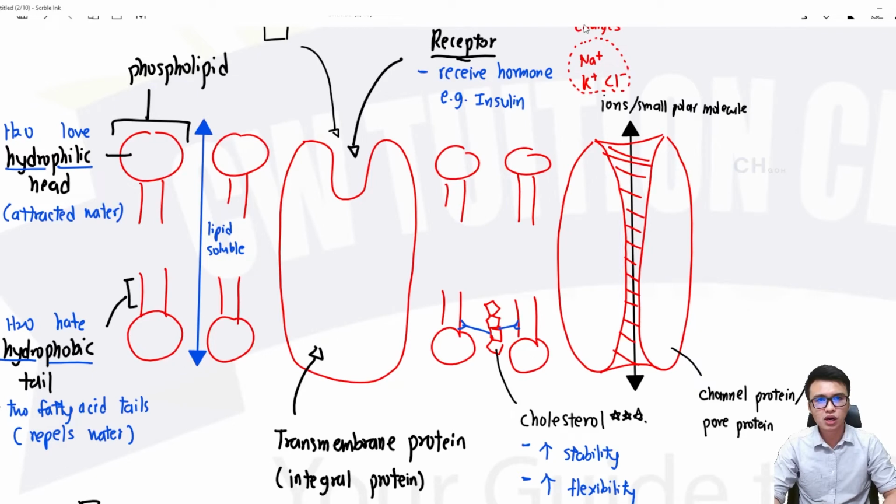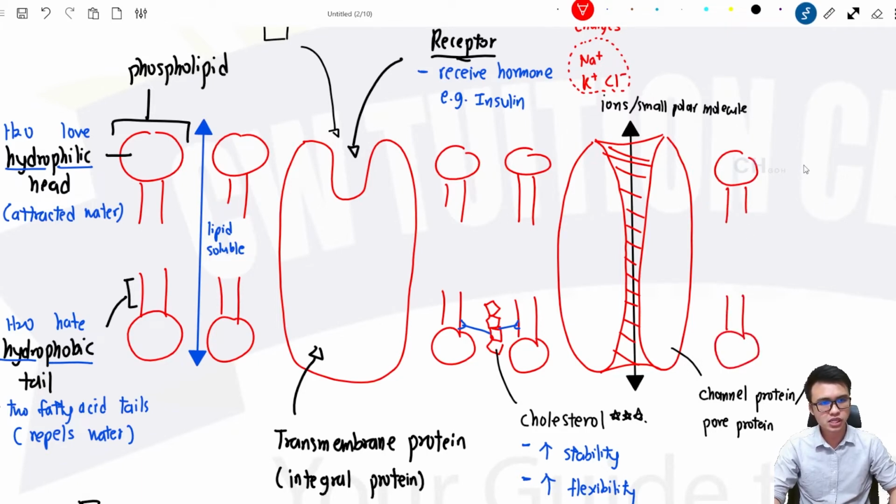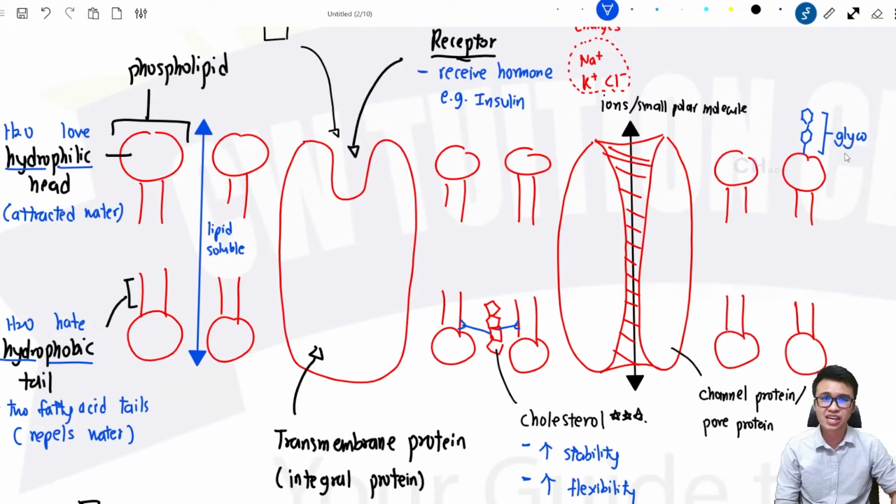Okay guys, let's continue. Besides the pore protein, we have the phospholipids here. Sometimes the heads of the phospholipids have some molecules added on top. Those molecules are sugars. In biology, we call sugar glyco. We have a lot of words like this, glyco, which normally refers to sugar. So we have the sugar on top of the phospholipids. The little guys here are the phospholipids.